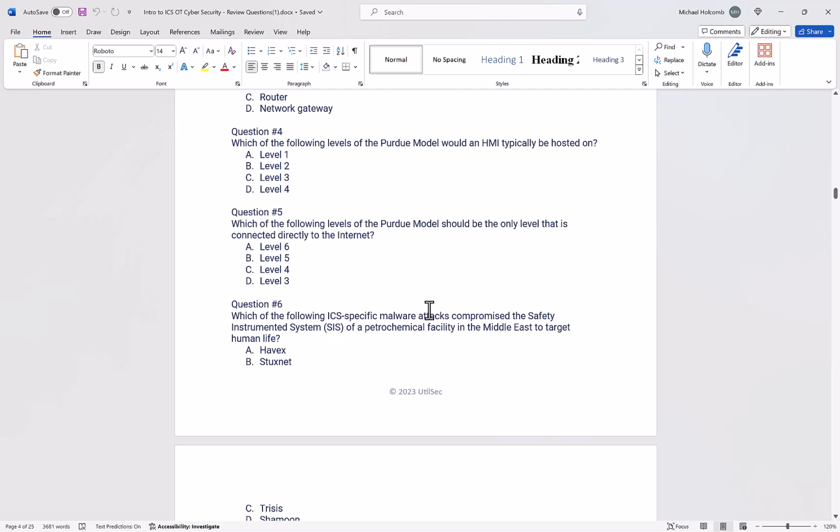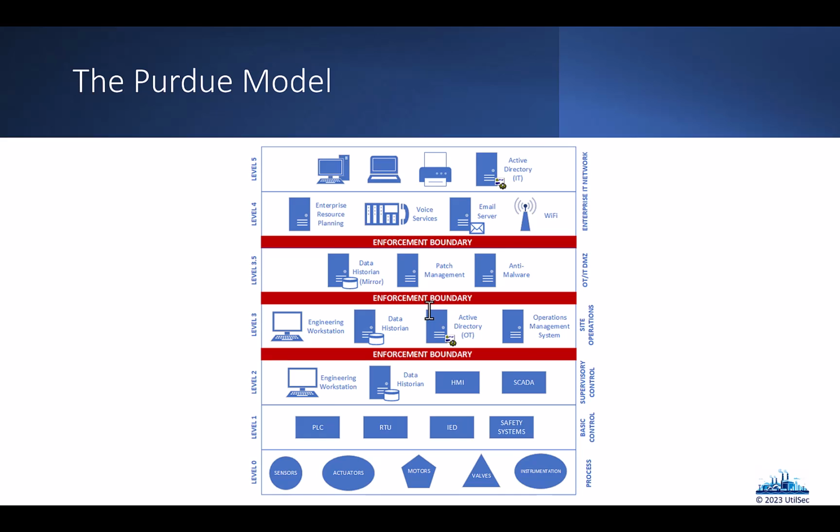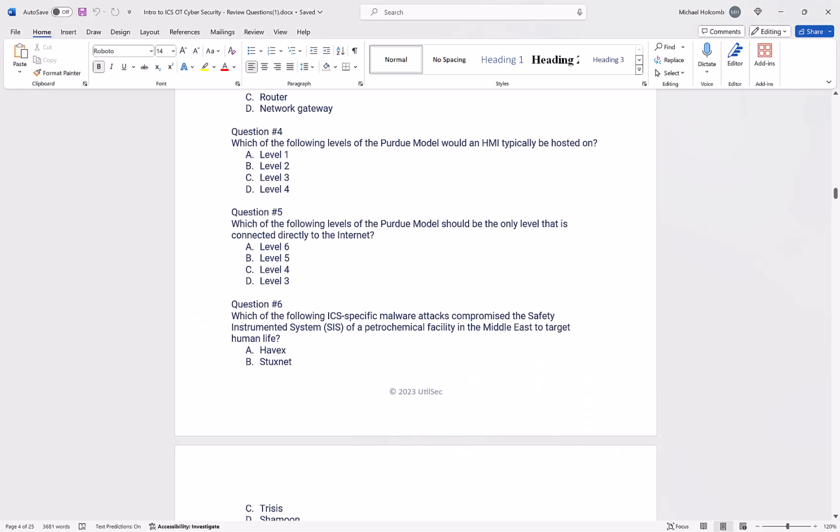So B. Question 5, which of the following levels of the Purdue model should be the only level that is connected directly to the internet? And we can go back to our earlier diagram. You can see layer 6, which doesn't exist, or you might say that is the internet, but in this case you can see level 5 is the one that's going to be connected directly to the internet, even though realistically probably 4 and 5 in IT are, but we'll just say based off of the Purdue model, we should only go from level 5 assets to the internet. So B as in boy.